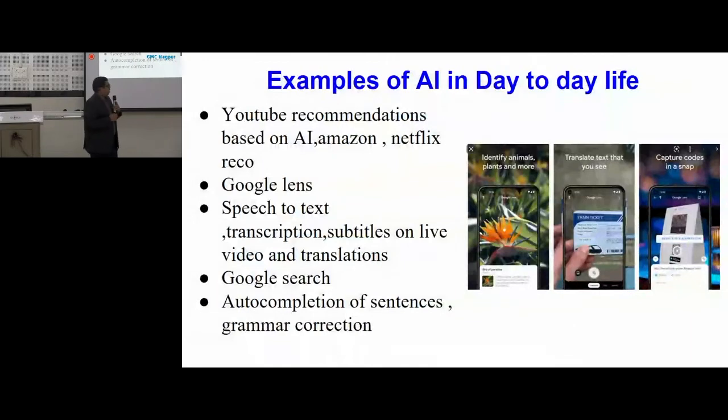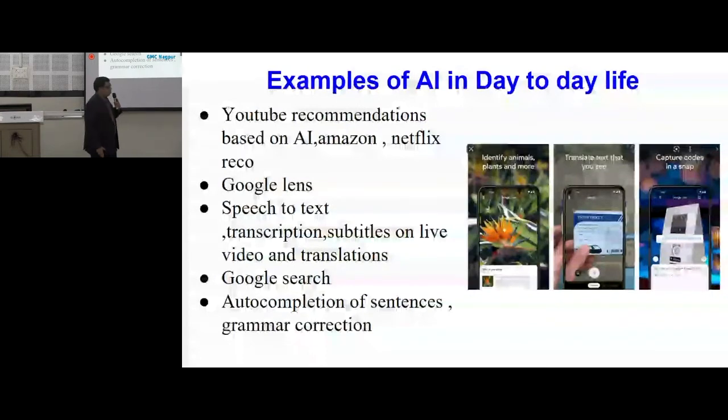Google Lens, I have shown some images of Google Lens. If you take a photograph of some flower or some petal, it will tell the species or some details about it. Speech to text, like if I am talking, it will transcribe it to text. This is based on artificial intelligence. Transcription, subtitles on live. If something is live streaming, it will give the subtitles simultaneously.